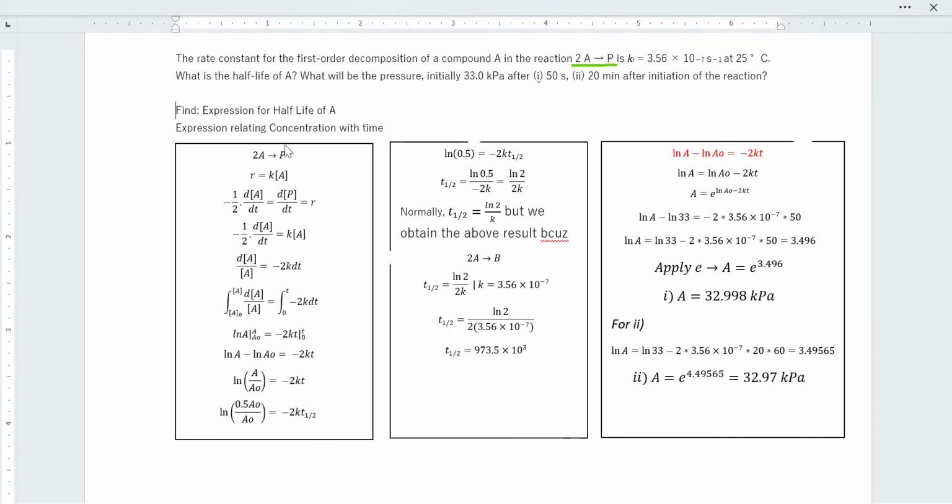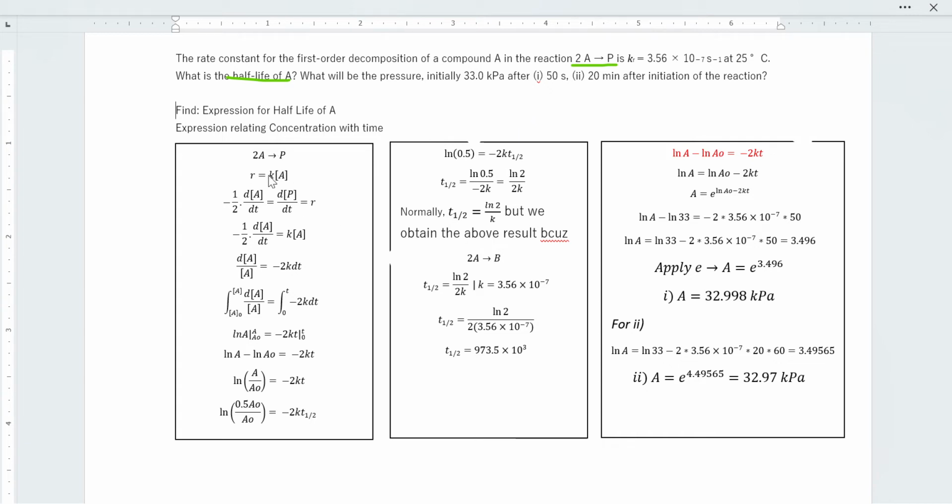Today we're going to be solving a problem in which we have to find the half-life of A in a reaction where 2 moles of A react to make 1 mole of product P. This is a first order decomposition, the rate constant is given over here, and we will also find the final concentration.